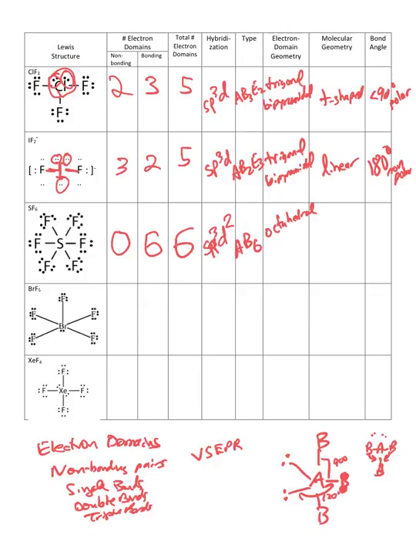Since there are no non-bonding pairs of electrons on that sulfur, the molecular geometry and electron domain geometry are the same, so it's also octahedral. The bond angles turn out to all be 90 degrees because the atoms are all the same. There are no non-bonding pairs on the central atom. This guy winds up being non-polar.